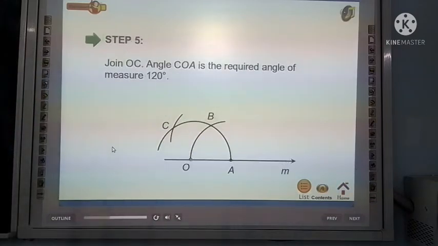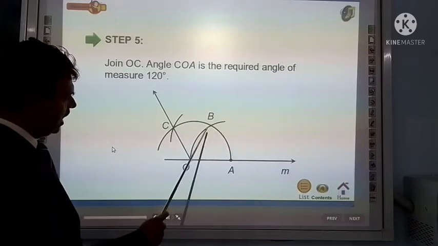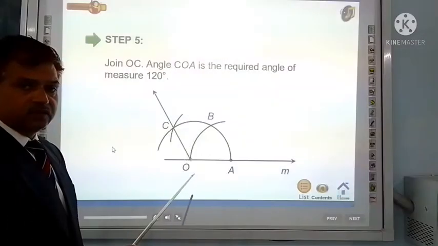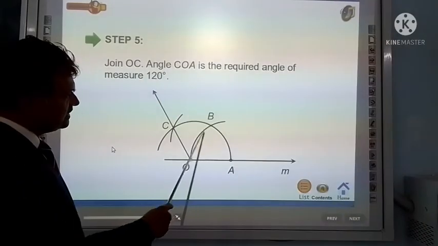Step 5. Join OC. Thus, the angle COA is the required angle of measure 120 degrees. There is no need to draw this arc like this. We can cut only this.